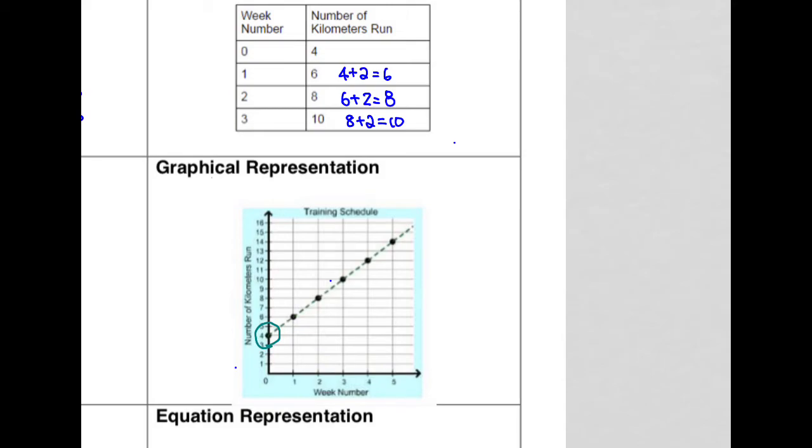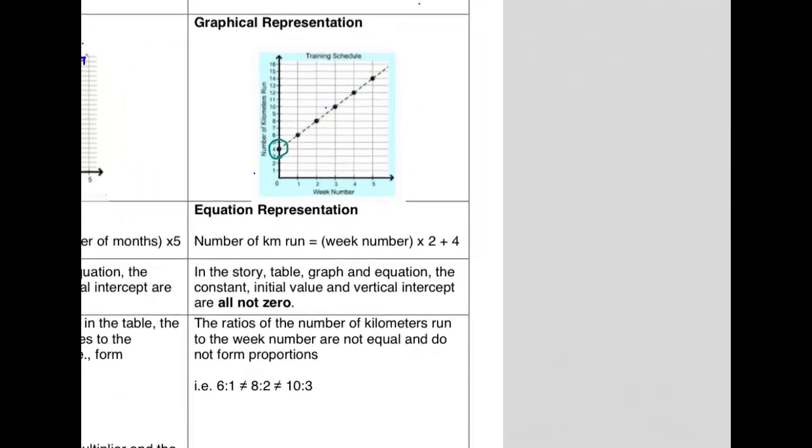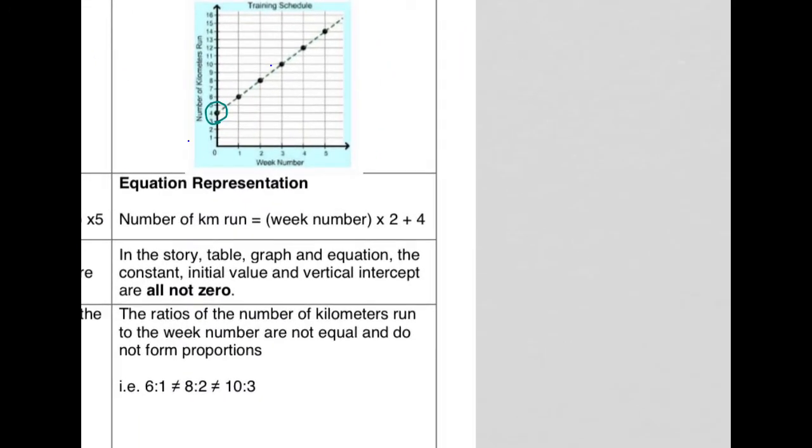And now, let's look at the equation representation. You will see the number of kilometers that she's running is going to be the number of weeks times 2 plus 4. So that means there is a y-intercept other than 0. So this is called a partial variation.